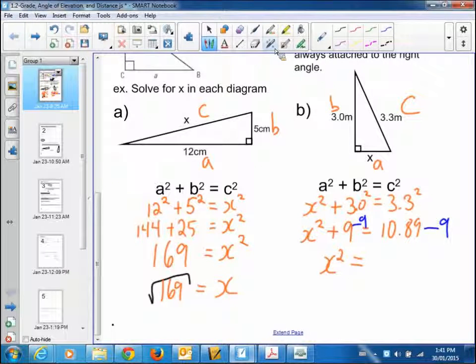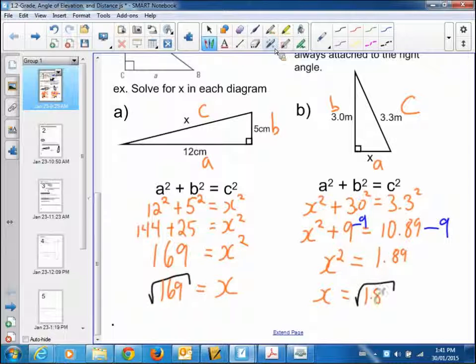10.89 minus 9 is 1.89. I did the arithmetic for you, you've got to check it. So keep going. Now, at this point, x squared equals 1.89. How do I undo a square? Square root. Use the square root button.